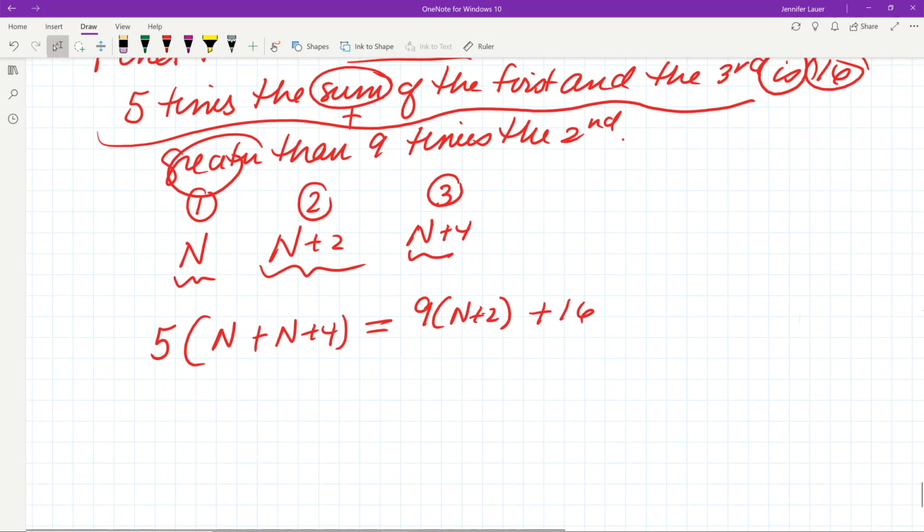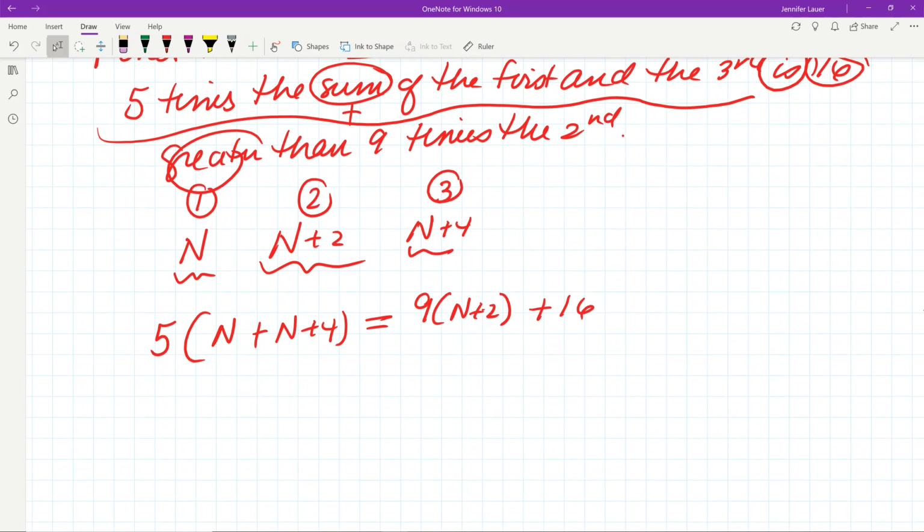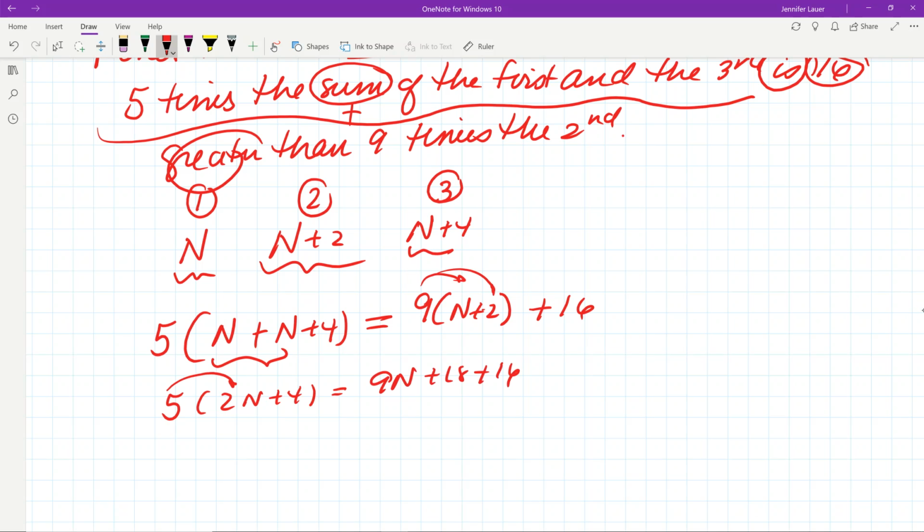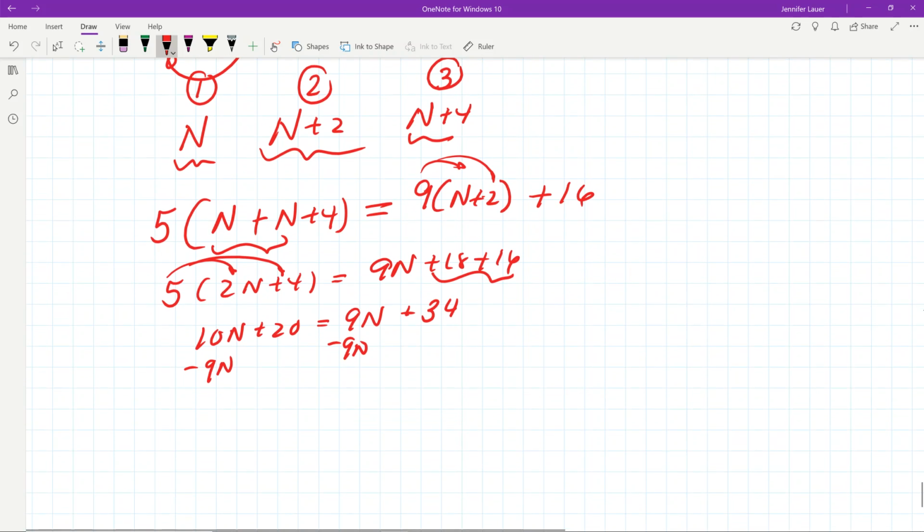So once you're here, you've done the hard part. Now it's just good old-fashioned algebra. So this is going to be 2n plus 4 is equal to, I'm going to run this through, 9n plus 18 plus 16. Going to run the 5 through. That's 10n plus 20 is equal to 9n plus, what is that going to be? That's what, 34. I'm going to subtract 9n from both sides. And then I'm going to subtract 20 from both sides.